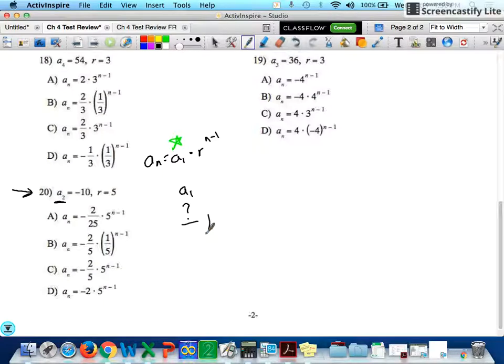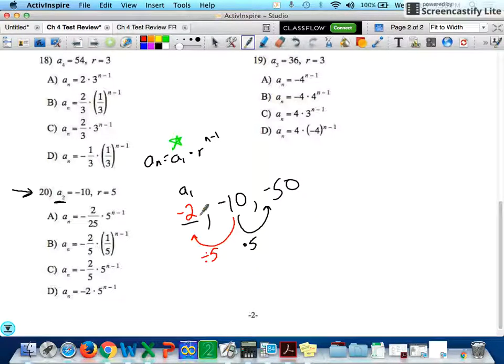and I have a sub 2. A sub 2 was negative 10. Then they told me my ratio, which means every time I take a step forward, I have to multiply by 5. Well, that would be negative 50. But then I stop and think, okay, if I'm multiplying by 5 to go forward, to go backwards I need to divide by 5. Well, if I divide negative 10 by 5, I get negative 2.